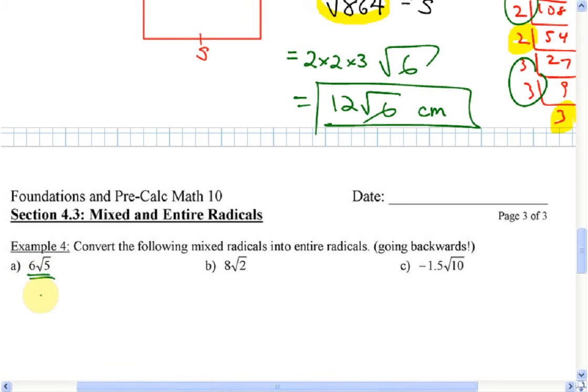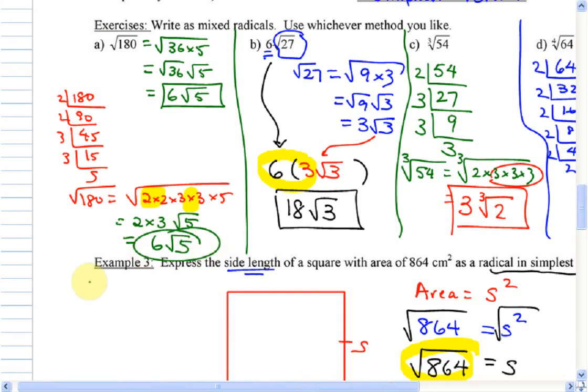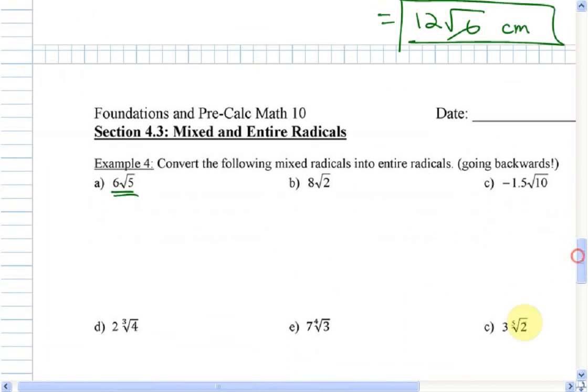Didn't you see this question before? 6 root 5. Hey, that was the answer to the exercise here. So I'm asking you to go back up to root 180. That's all I'm asking you to do. Well, how do I get root 180 from this? Tell me. Okay, you understand this is actually 6 times root 5, right? It's just multiplication. Can you rewrite 6 as a perfect square? What square root gives you 6? 36, right? 6 squared is 36.